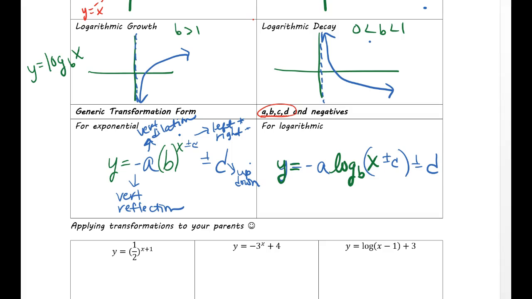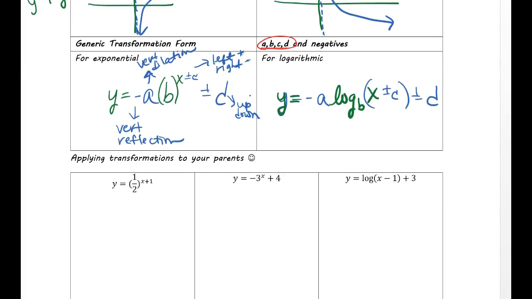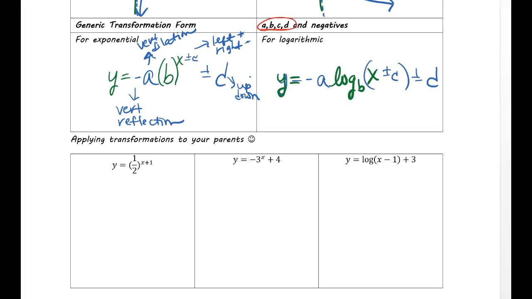All right, so now to actually practice. The first one, y is equal to 1/2 to the x plus 1, sorry. So when you see that, you have to figure out which parent it is. Is this an exponential or a logarithmic? Well, I'll give you a hint. If you don't see the word log, it's not a log, okay? So it's going to be like this one above.